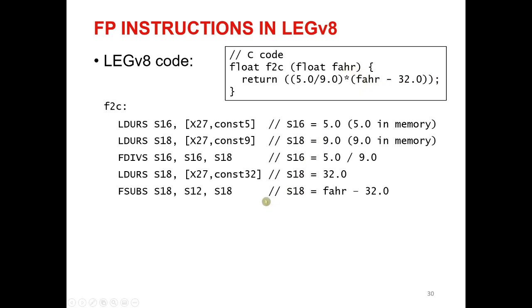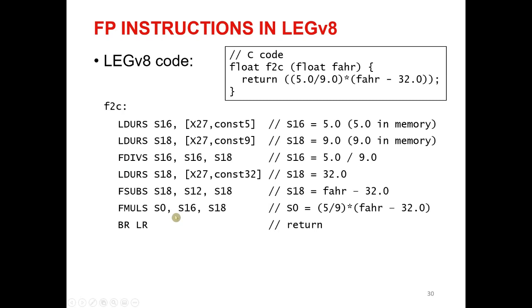Once I have it, I'm going to do this subtraction here. I'm going to subtract this. I'm assuming that this input argument is located in register S12. So I subtract this. It's a floating point subtraction, single precision, and I do the operation. And finally, I do the multiplication, which is again a floating point operation using single precision registers. And I return to the caller.